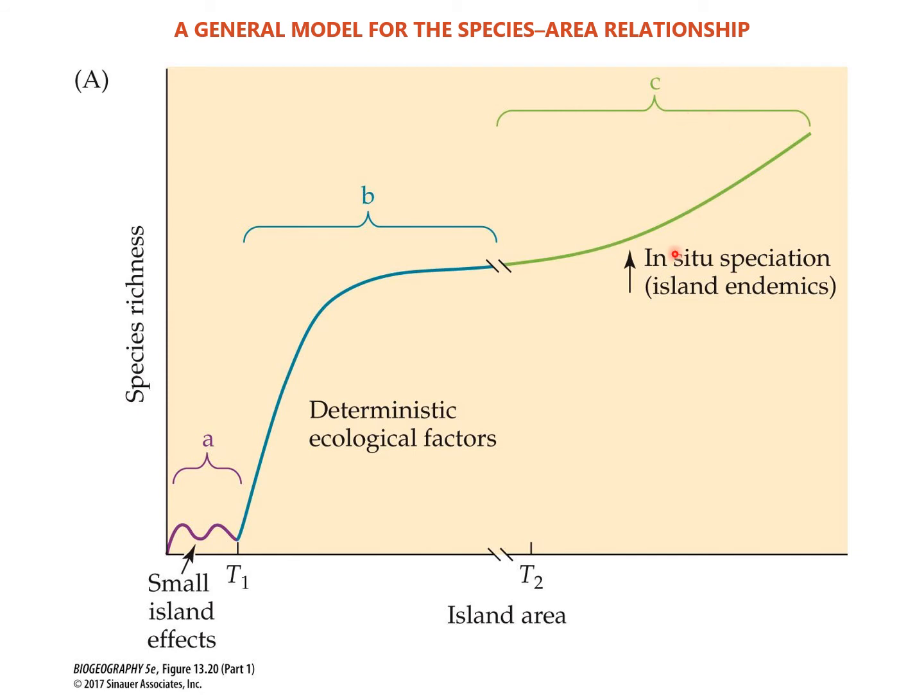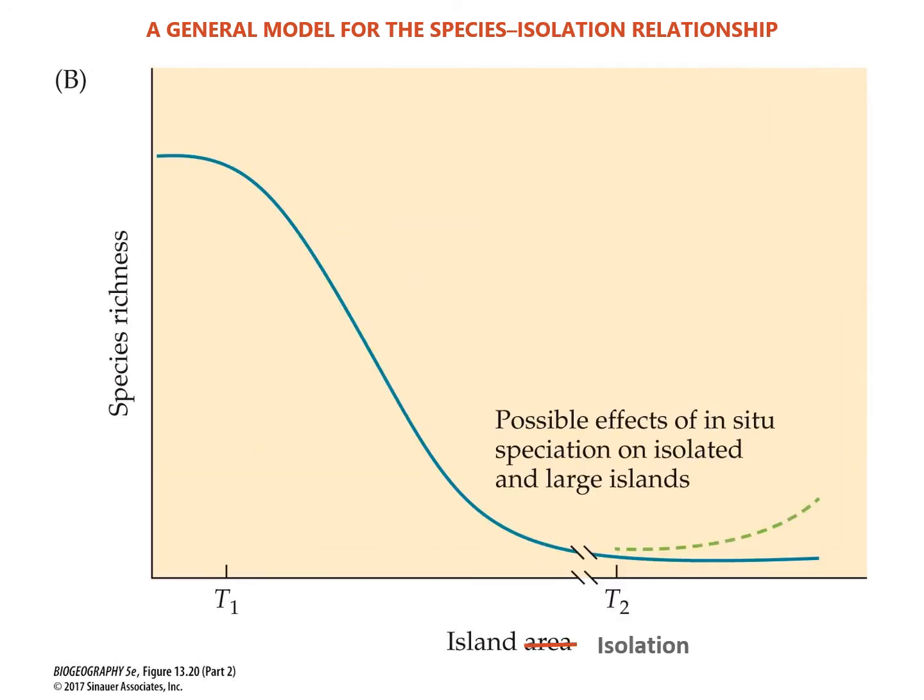Where it starts to matter, and this is going to be new information, is that if you're large enough, you're going to have higher rates of what's called in situ speciation. Basically, that means speciation that's happening within the island. So you're going to have new species showing up, you're going to have species going extinct, but then you're also going to have new species evolving right there on the island from the species that are there over enough time. So that can influence that as well.